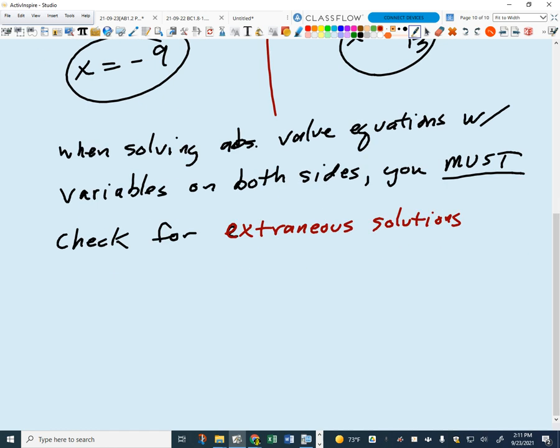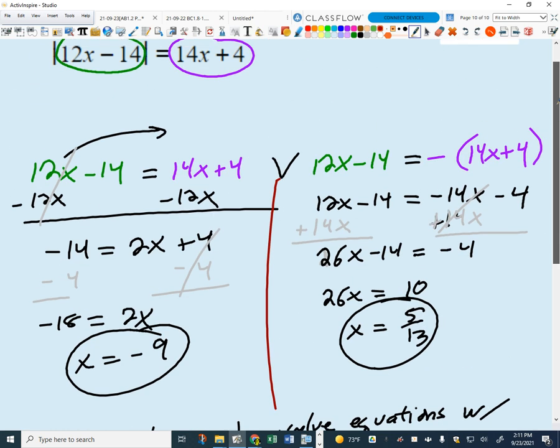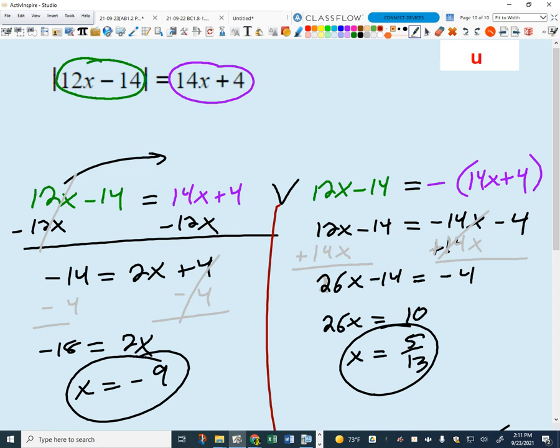And remember, extraneous is really just kind of another word for false. Okay? So we have to plug these back into the original equation and see if they work. Okay, so let's try them both. Let's try x equals -9.